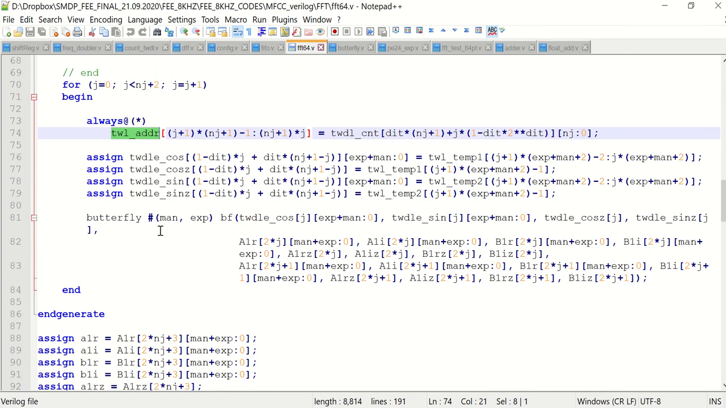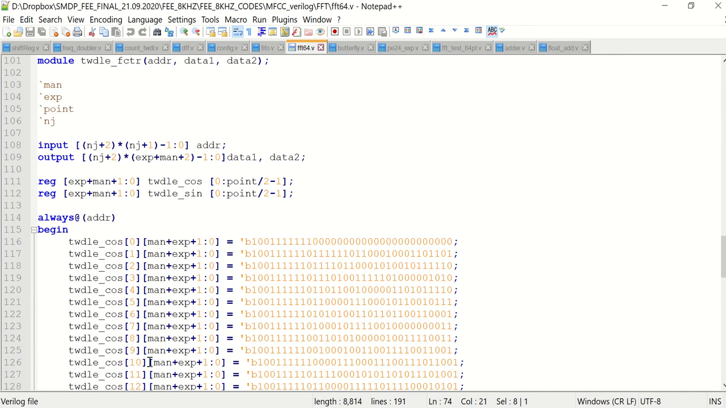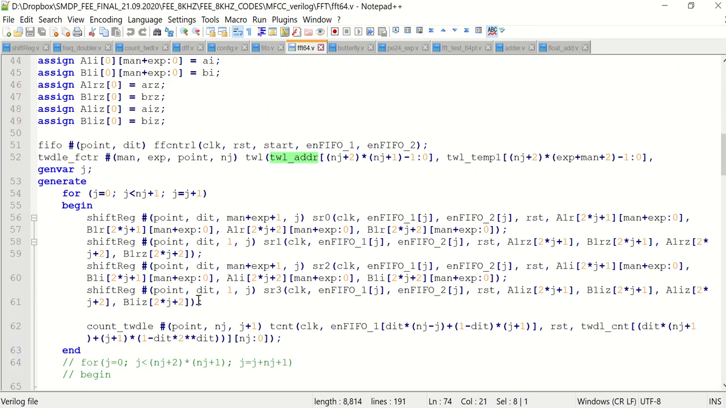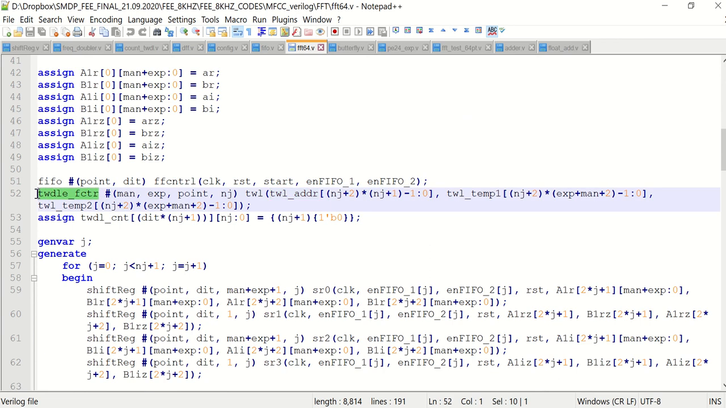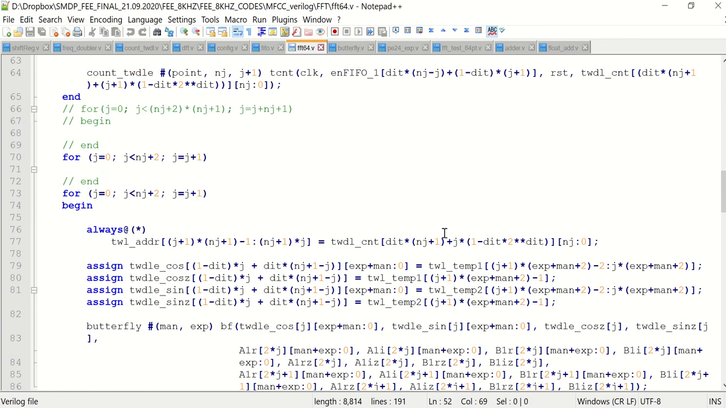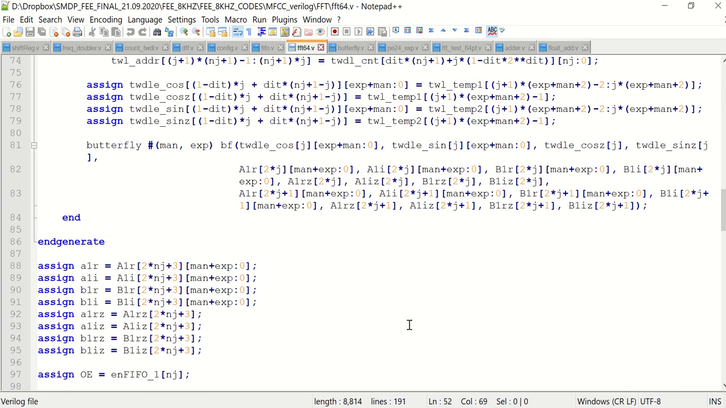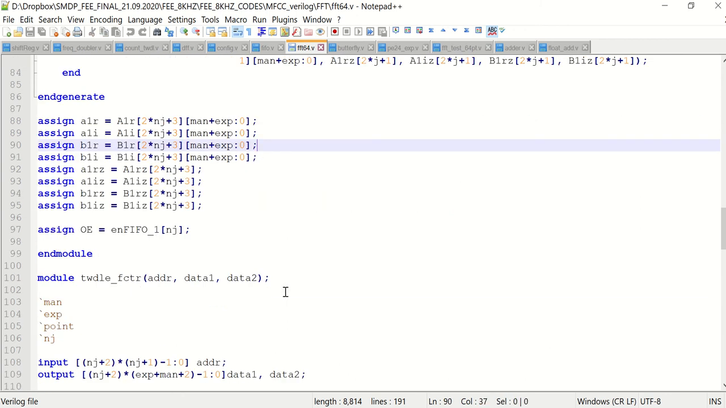Based on that address, which is given as an input to this twiddle factor module, we get the cos and sine values, or the twiddle factor real and imaginary parts, onto which we apply the butterfly to get our final output. This is how the implementation of the 64 point FFT is done.